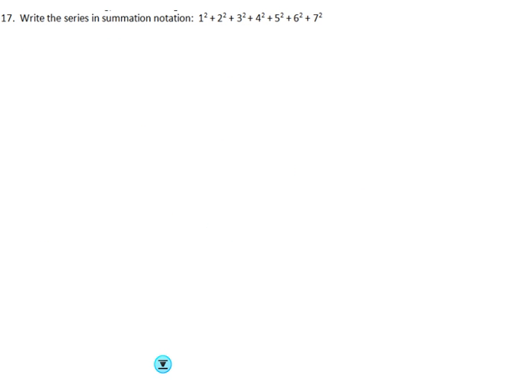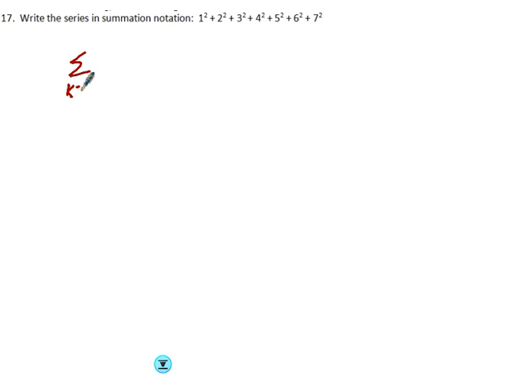If we look at number 17, write the series in summation notation. 1 squared, 2 squared, 3 squared, 4 squared, 5 squared. That base is the thing that's changing. The power stays as 2. The exponent up there stays as 2. So we're going to take the summation, because it's asked for a summation. And you can use whatever variable you want to.